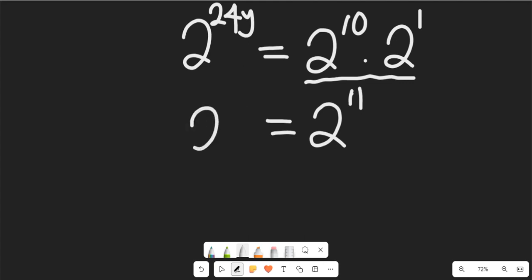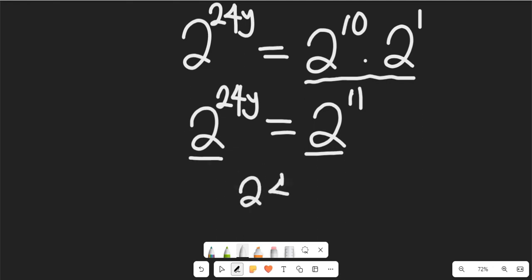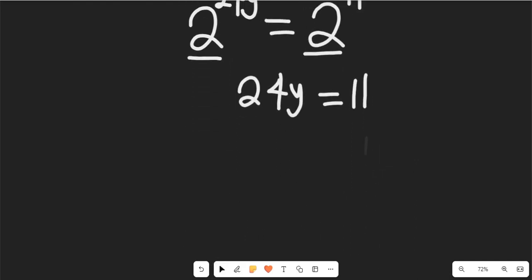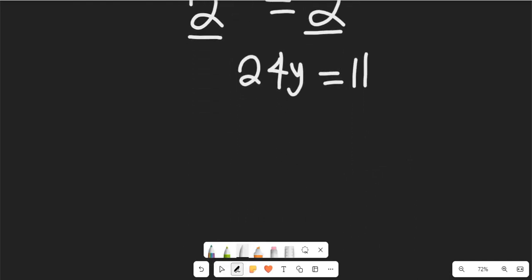So we'll have 2 to the power of 24y equal to 2 to the power of 11. Since we have the same base, the exponents will equate. We have 24y equal to 11. So what do we have here? We're going to have the value of y.